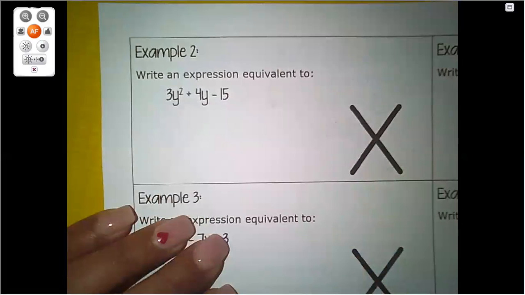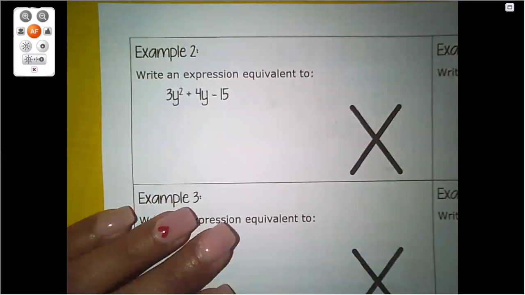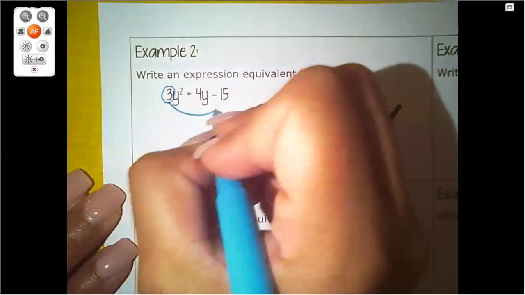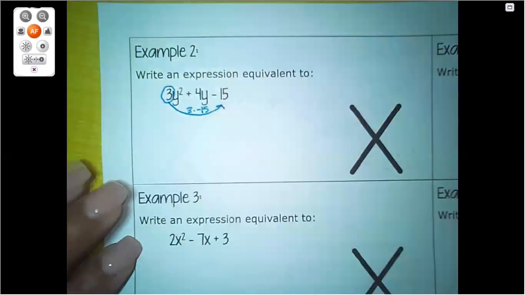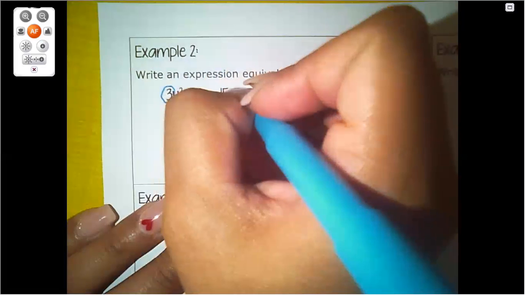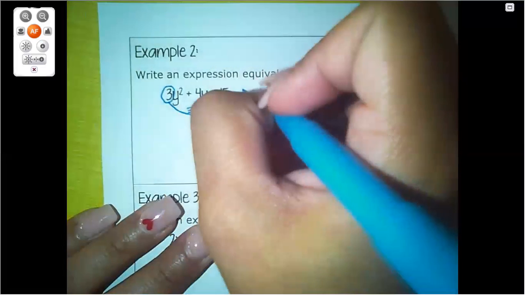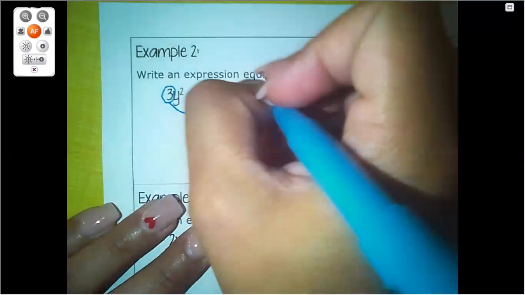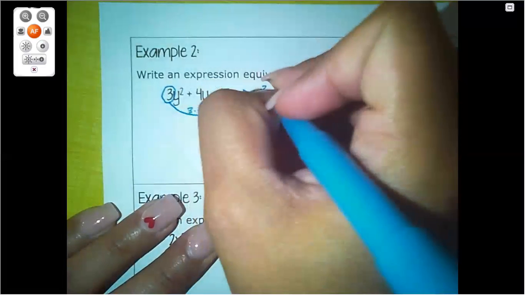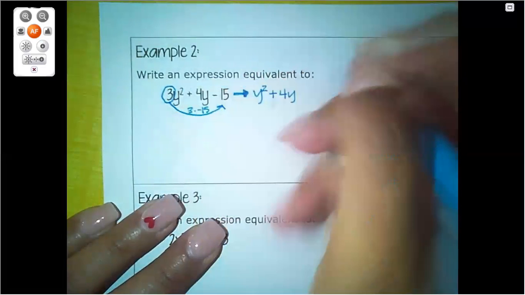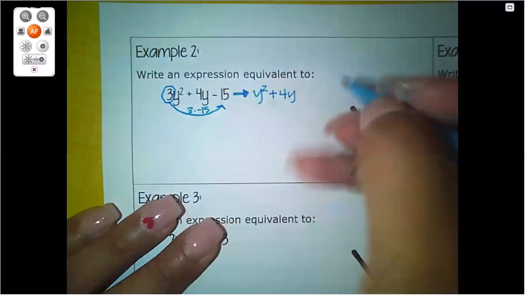Yesterday, I kept repeating over and over: check to see if there's a number in front of your squared term. And there is. So what do I do with this number here? By doing what? 3 times negative 15. We kidnap, right? We're gonna kidnap it this time. So that's negative 15y squared plus 4y. And what is 3 times negative 15? Negative 45.